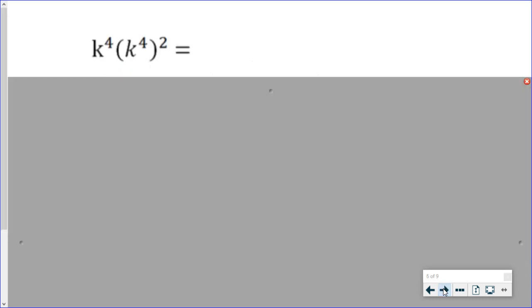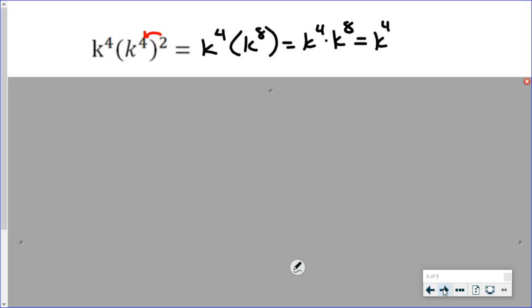Okay, so here, first thing, distribute this 2 in here. So it's really k to the power of 4 times k to the power of 8. Now, I don't really need those in parentheses if I just want to write it like this. And now, because I have k's as both of my bases, I just add my exponents and I get k to the power of 12.